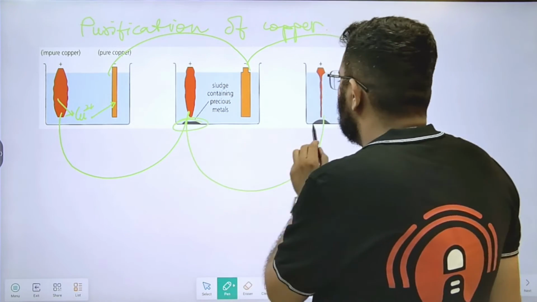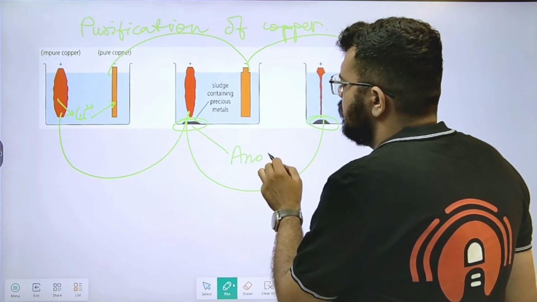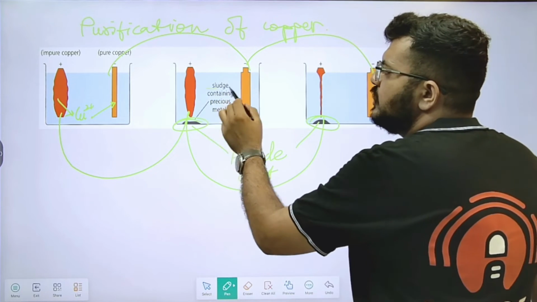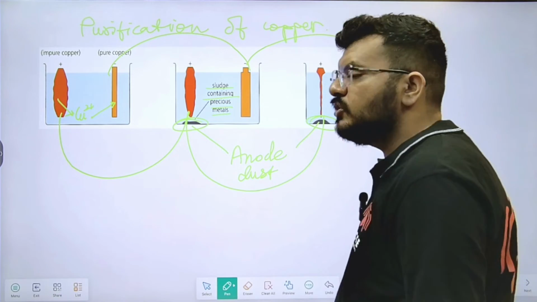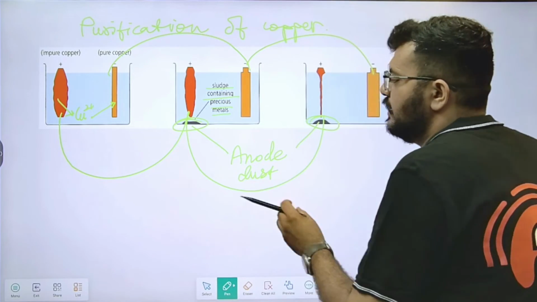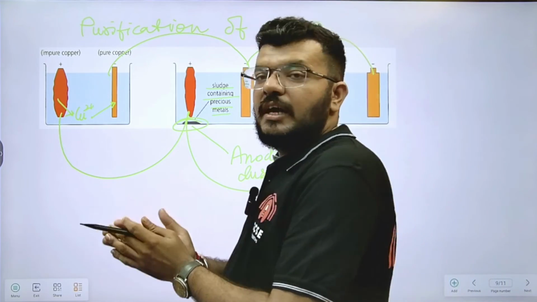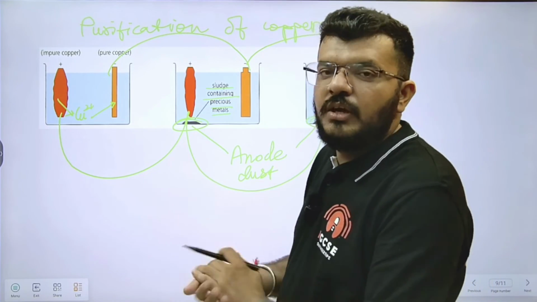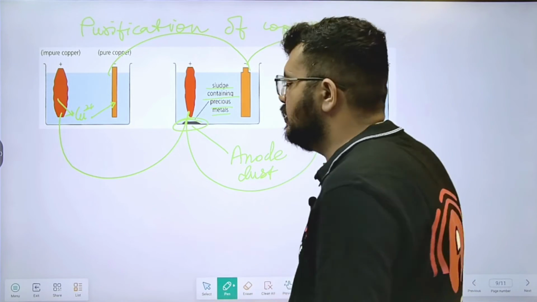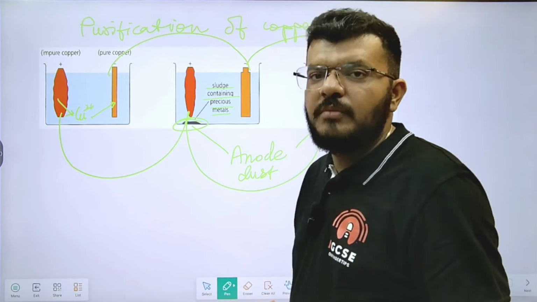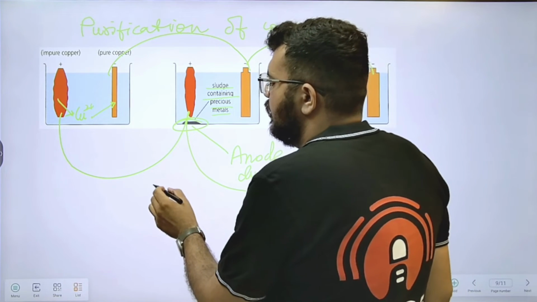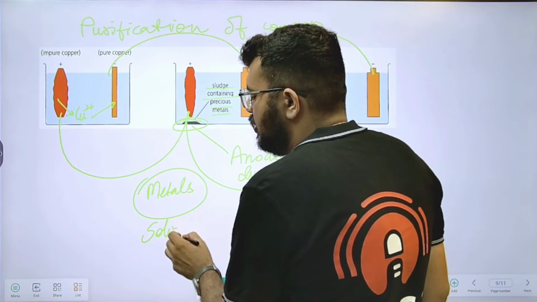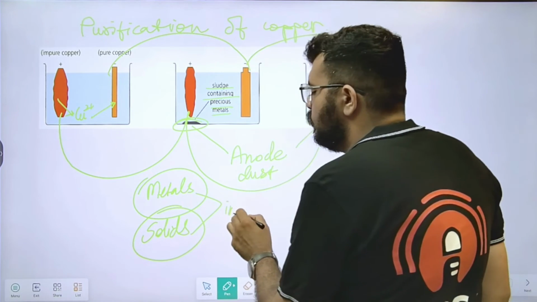But what is this? This is known as anode dust. Anode dust is basically dust or sludge containing precious metals. Because copper is very less reactive, it is becoming ions. But elements that are even less reactive than copper, where copper wants to stay in the ion form, those even less reactive than copper will not be able to become ions, and therefore staying as metals, they will stay as solids which are insoluble.